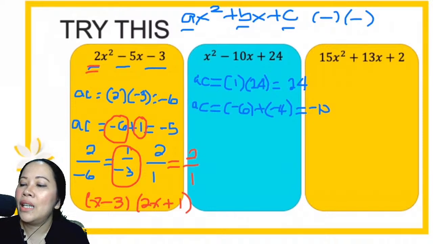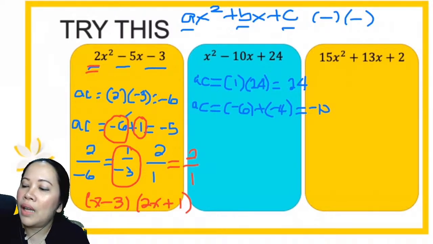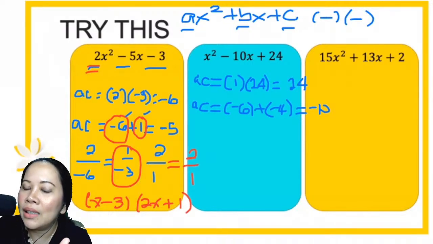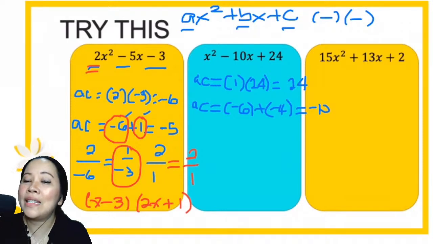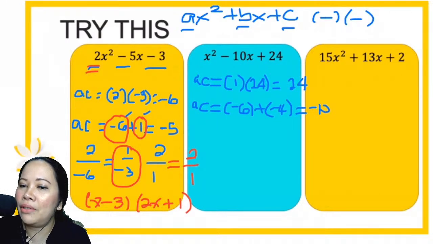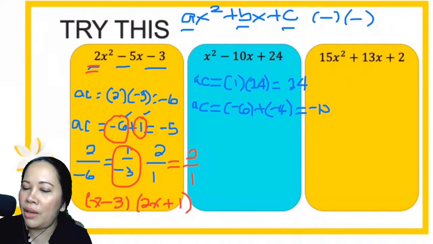You divide the factors of negative 6 with A, which is 2. It's always x times that. So negative 6 plus negative 4 is negative 10, and negative 6 times negative 4 is 24.